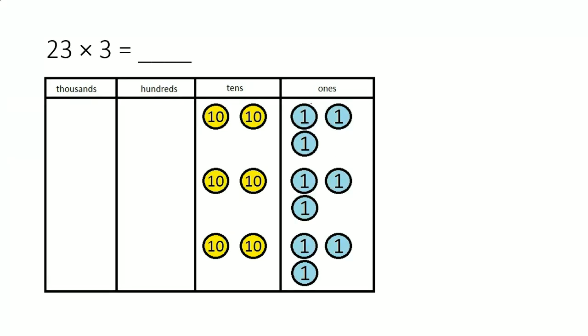There are 3 groups of 3 ones, which gives us 9 ones. There are 3 groups of 2 tens, which gives us 6 tens. How do we represent this in our working?